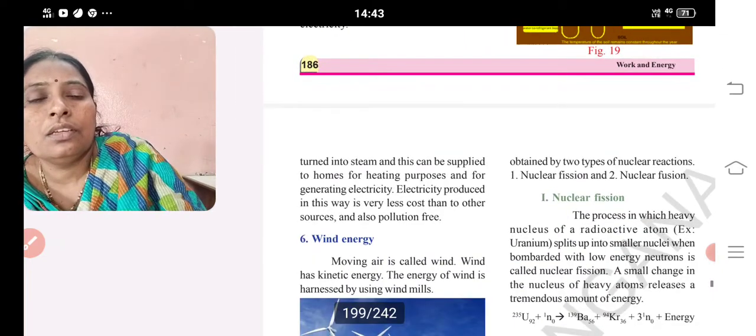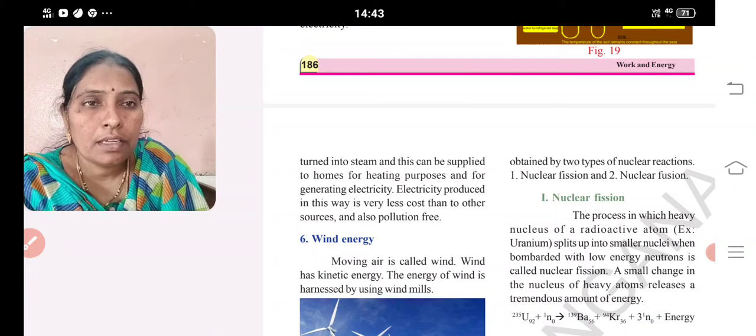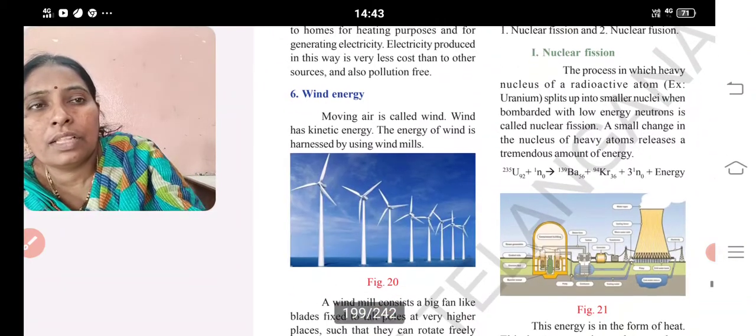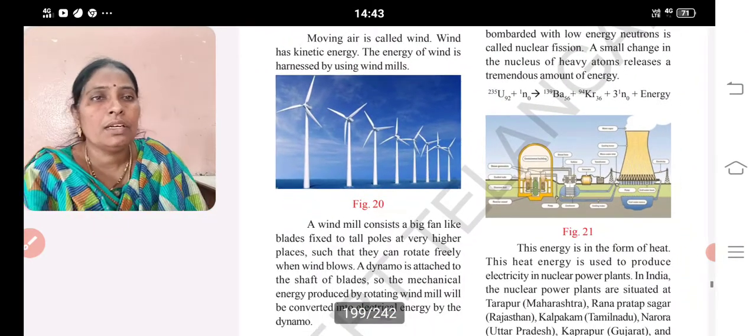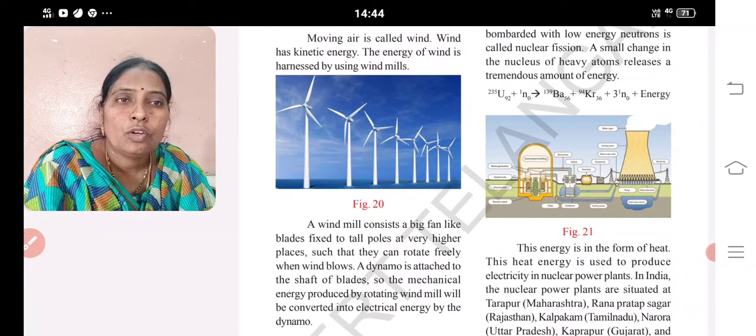Now comes the wind energy. Moving air is called wind. Wind has energy. The energy of the wind is harnessed by using windmills. A windmill consists of big fan-like blades fixed to tall poles at higher places, so they can rotate freely when the wind blows.